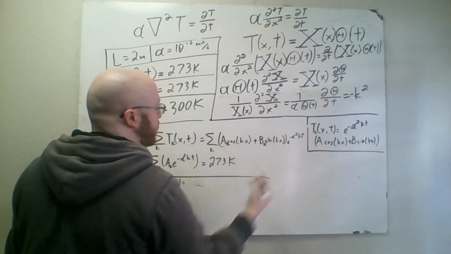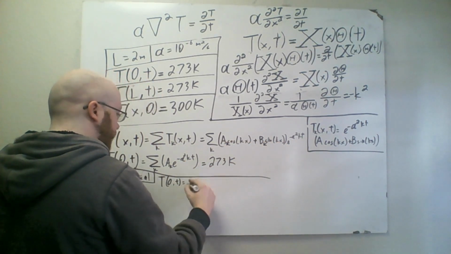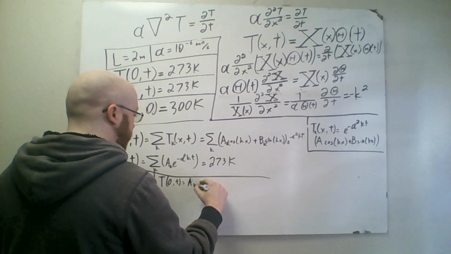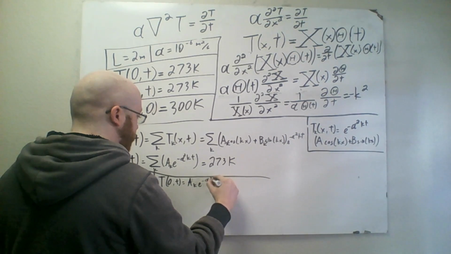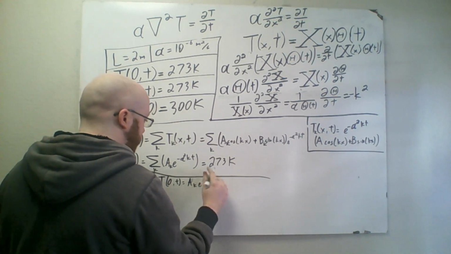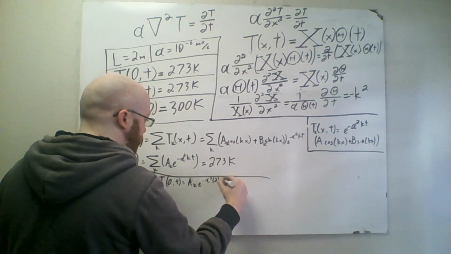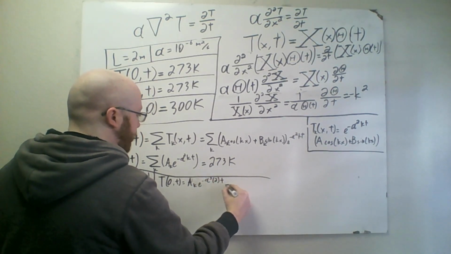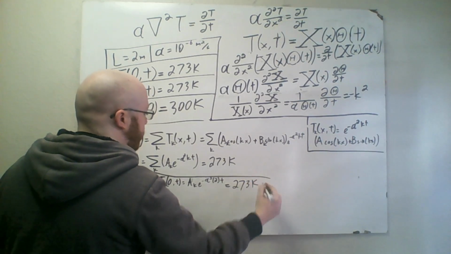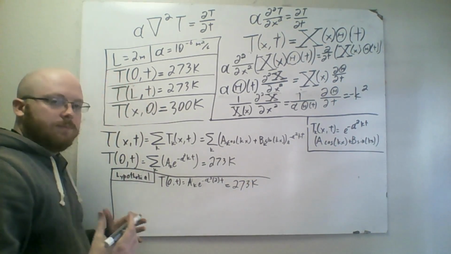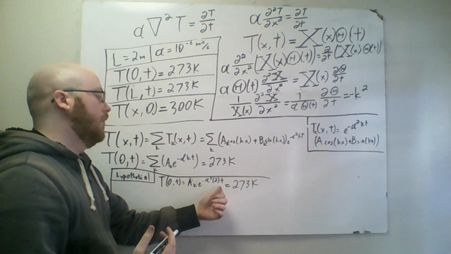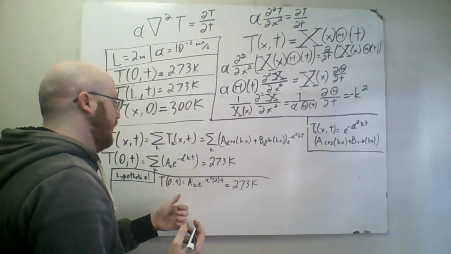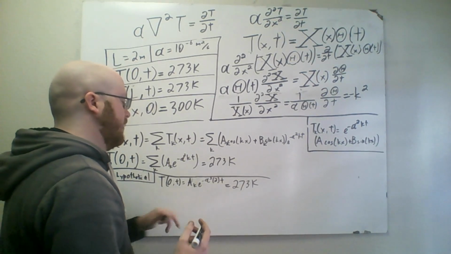Sorry about that. A_k e to the negative alpha k squared t, and there are units in there that I'm ignoring for now. And we set that equal to 273 Kelvin, right? So the problem is we need this to actually work for all values of t, right? Because this is arbitrary. This is clearly an exponential function.